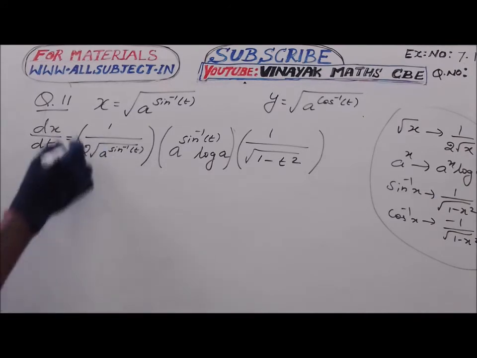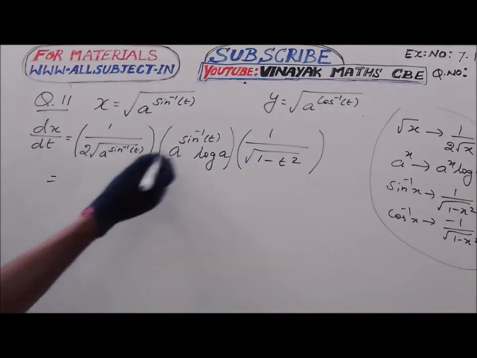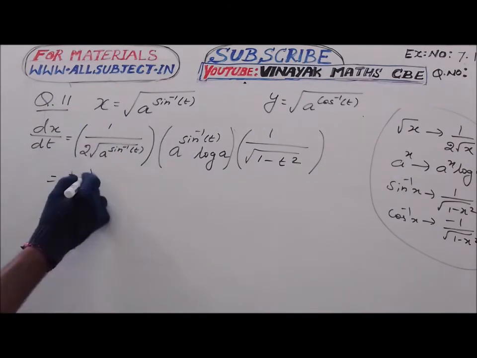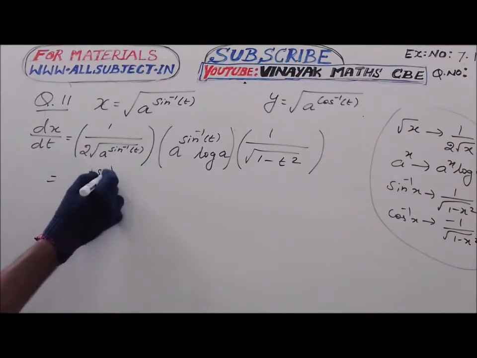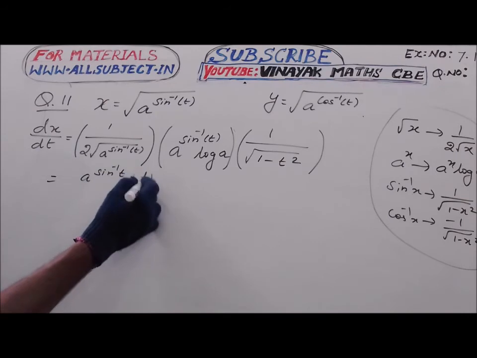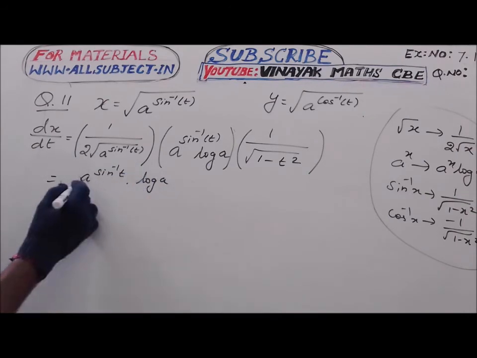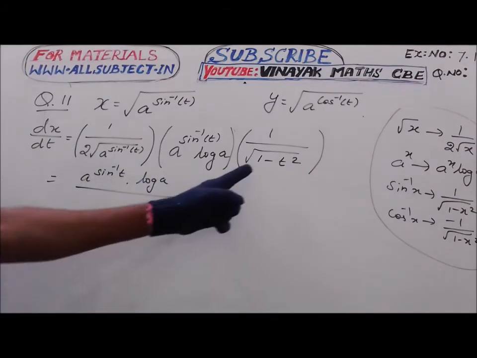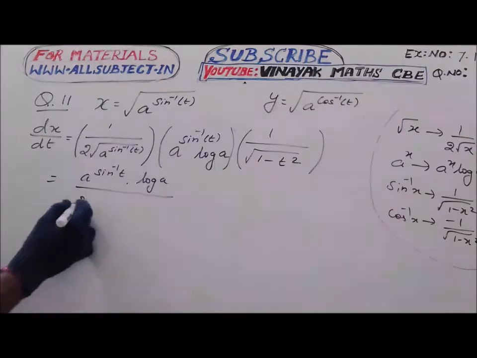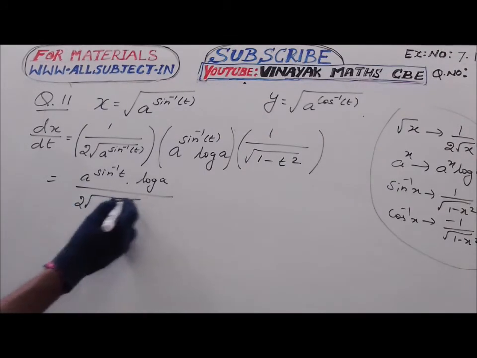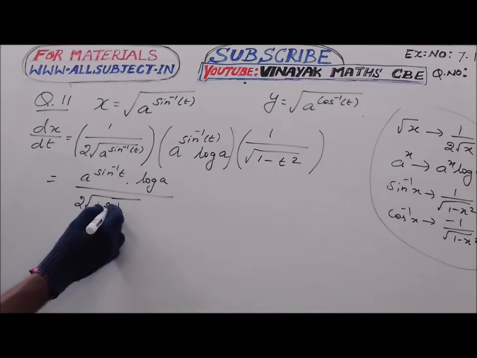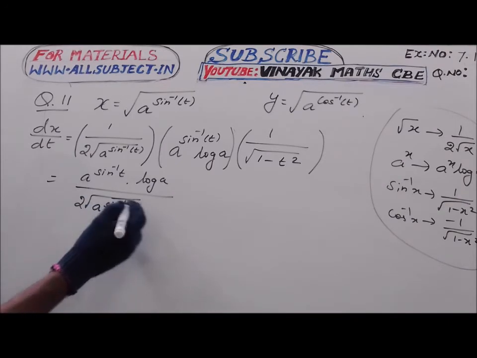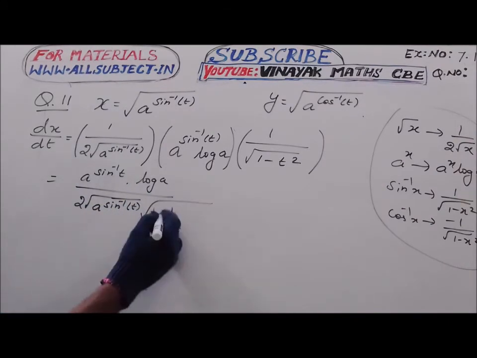When we multiply these three terms, we will get, in the numerator, a power sine inverse t into log a, divided by 2 into root of a power sine inverse of t into root of 1 minus t square.